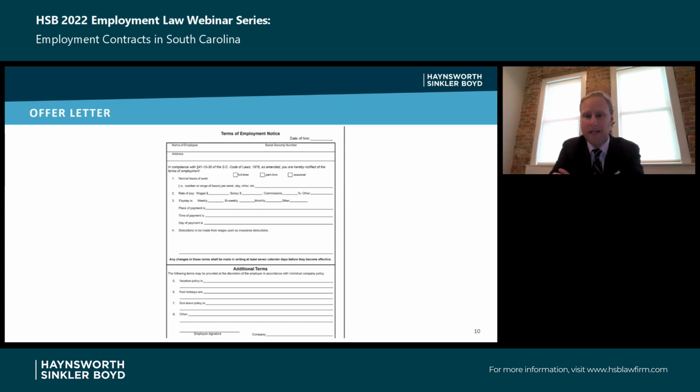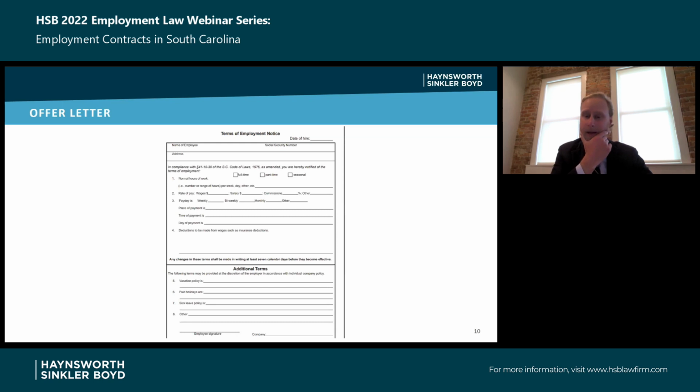So by South Carolina law, the only thing that you are required to have in writing with a new employee is this information about how and when they're going to be paid and what deductions are going to be taken out of their pay. The South Carolina Department of Labor has put this into a nice little form that you see on the screen, called Terms of Employment Notice.